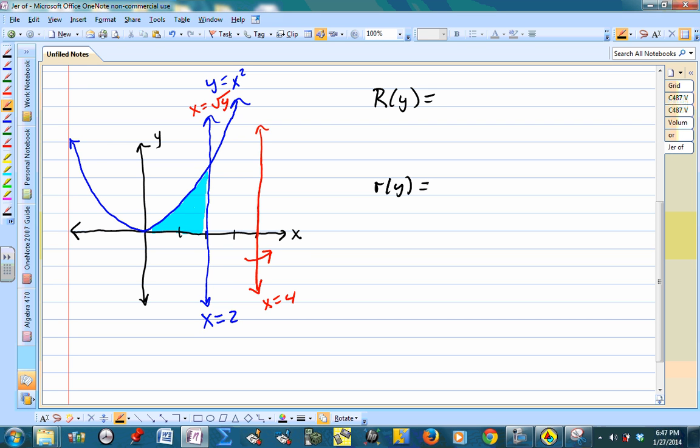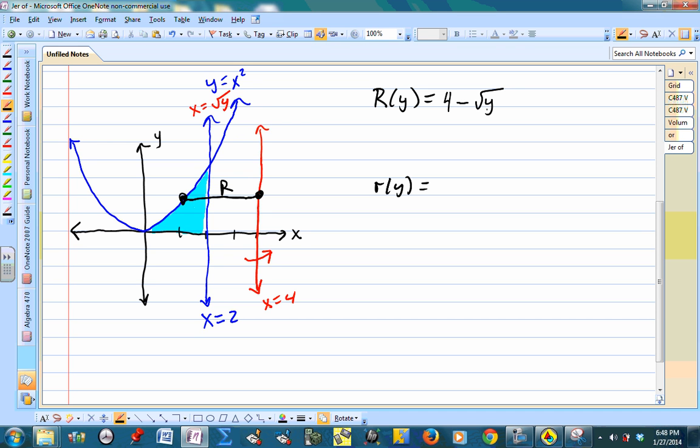So let's get started. To find the big radius, we're going to draw a segment from the axis of revolution to the far end of the shaded region. It's big R. Now let's set up our expression. What is it that's at the end of the right side of our radius segment? Well, it's a vertical line x equals 4. Now minus, what is it that's at the left side of our radius segment? Well, it's the curve. And in this case, the curve is expressed as x equals root y.